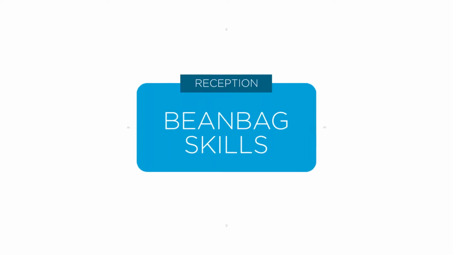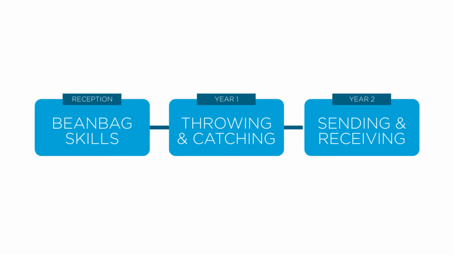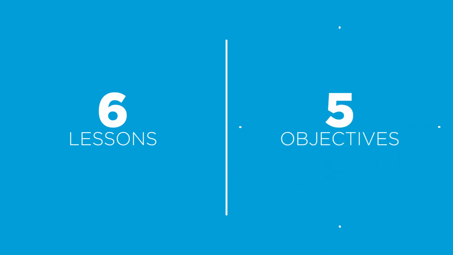Each unit has been carefully designed to link to other units within the same year and progress in the following years, and all the units have been designed with progression in mind. Each unit has 6 lessons and 5 objectives.